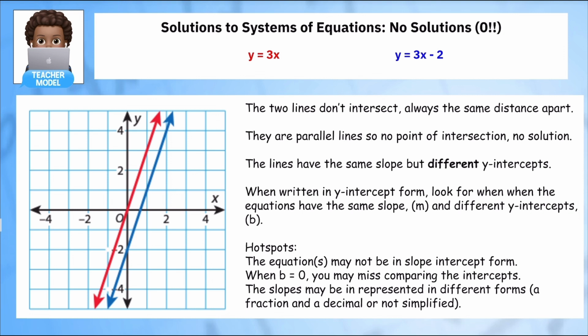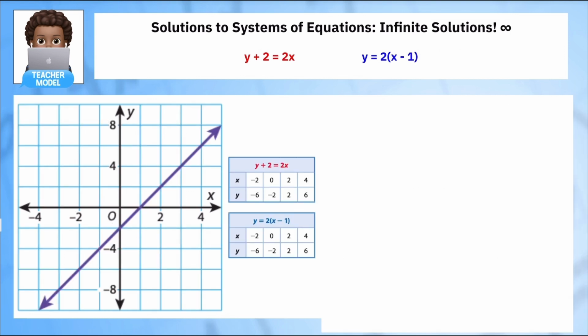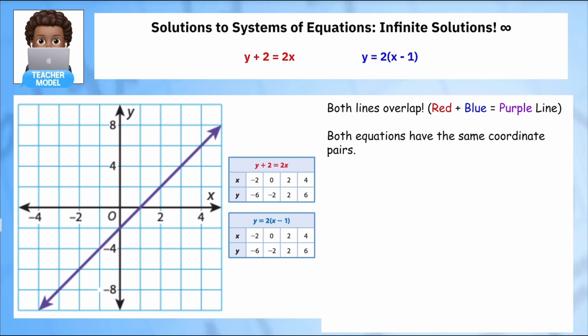So let's look at our next one, which is when we have infinite solutions. And here you're probably saying, I only see one line. Yeah, because both lines are overlapping. My red line and my blue line are in the exact same places and they made a purple line. Both equations have the same coordinate pairs. They have all the same points because they represent the same points on the grid. They are the same lines.